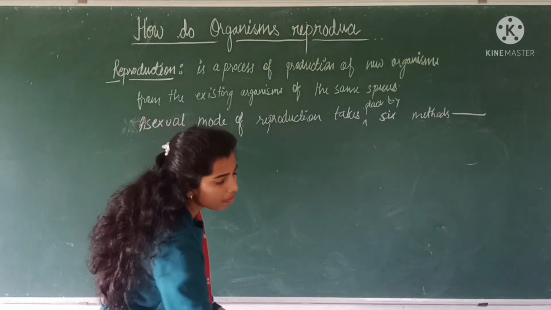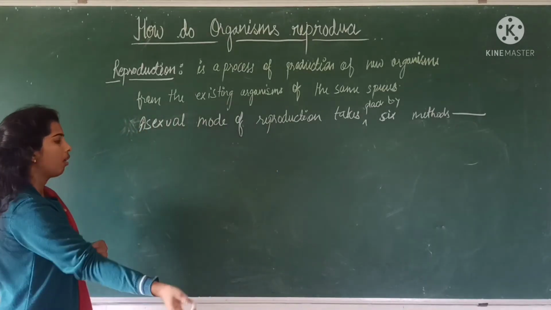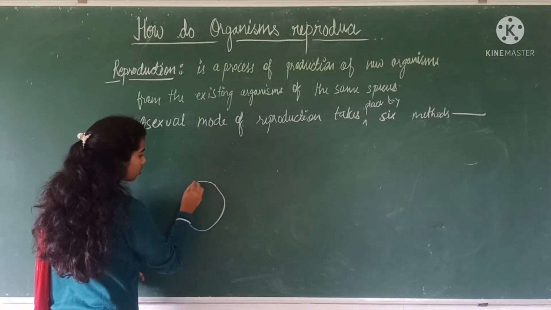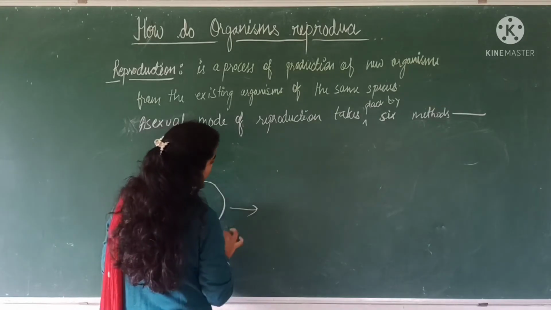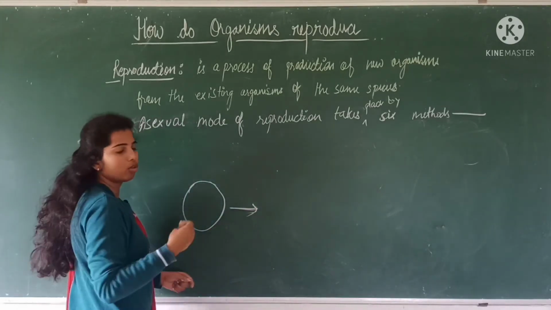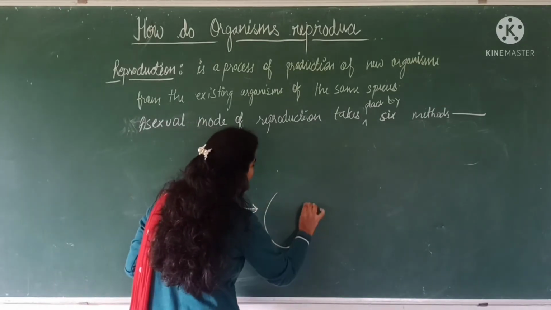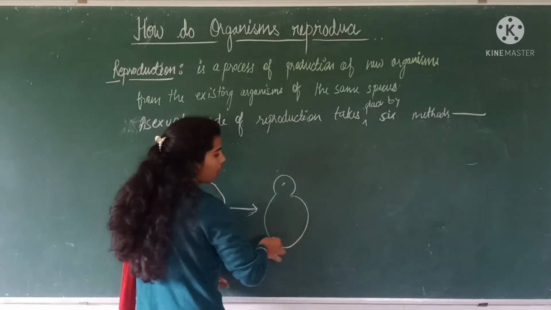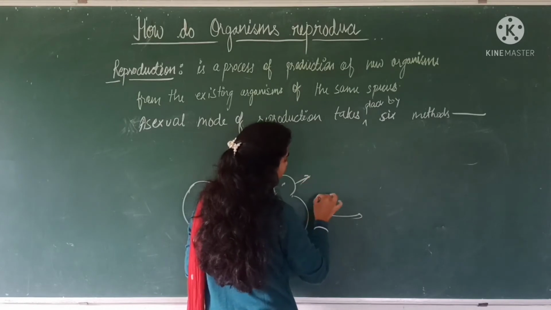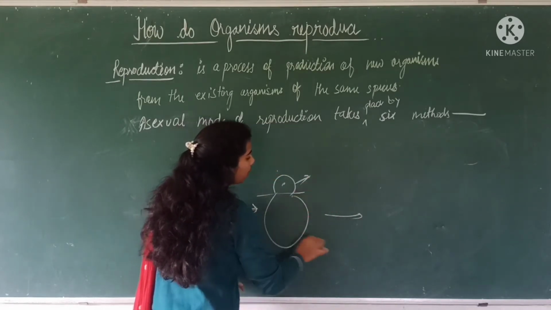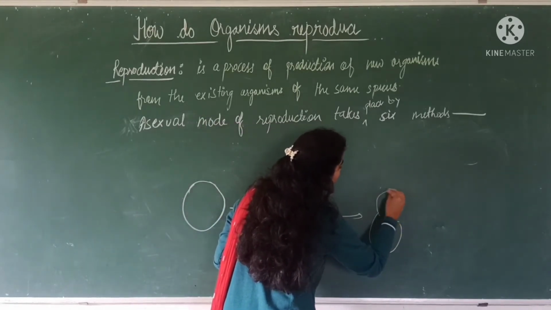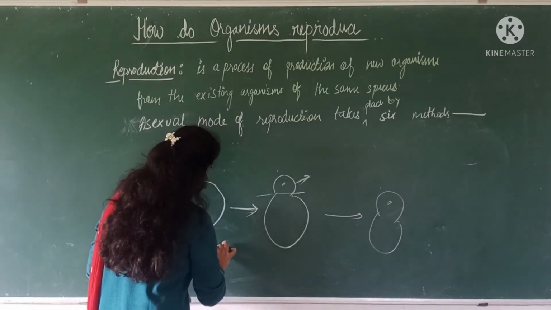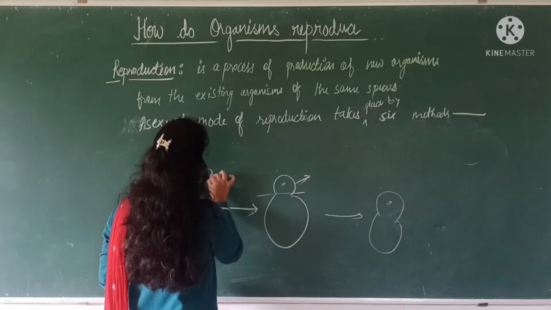Yeast also shows budding. This is yeast. When they produce new organisms, they form a small bud, and after that this bud detaches from the parent body and a new yeast is formed. This is yeast.